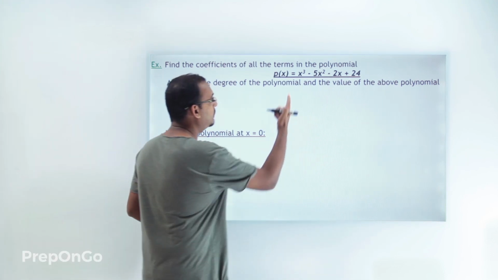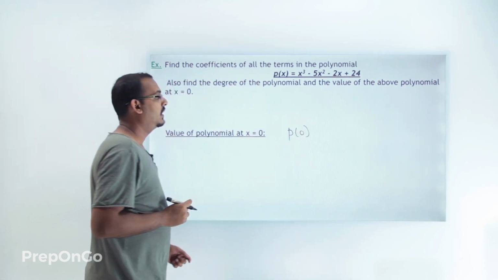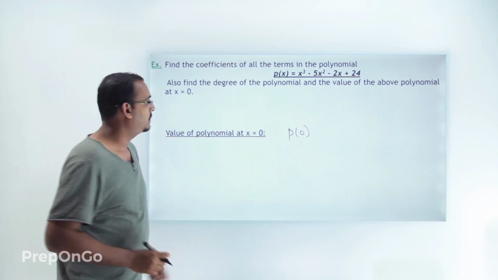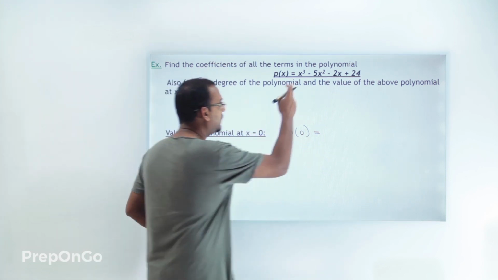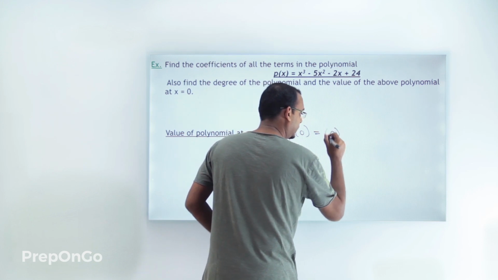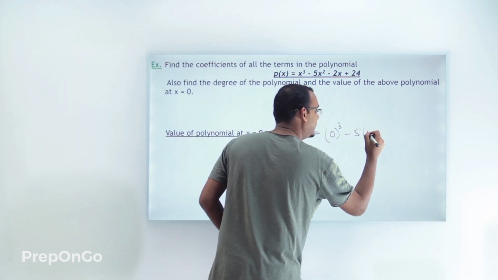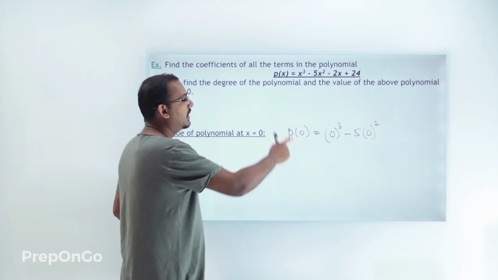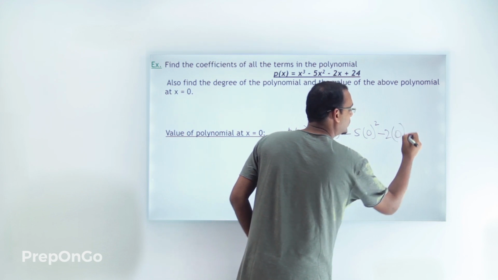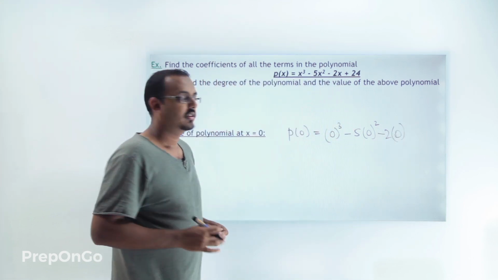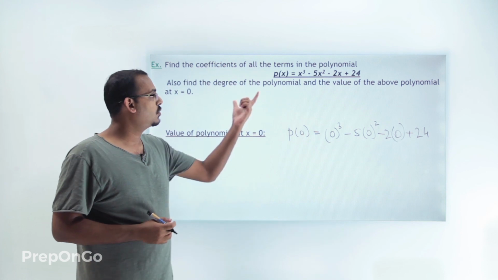So the value of the polynomial p(x) at x equals 0 will become p(0). So I can represent that particular value as p(0). Now, if we substitute the value x equals 0 into this polynomial, we get the first term as x cube, which is 0 cube. The second term is minus 5x square, which is minus 5 into 0 square. The next term is minus 2x, which is minus 2 into 0. And the last term is plus 24, which we'll write as it is, because there is no variable x there, so there is no value to substitute.